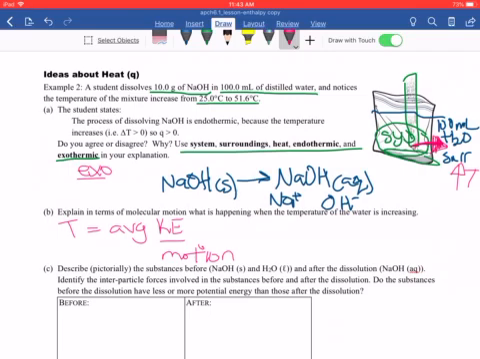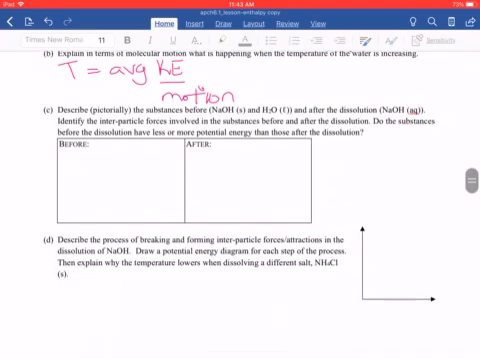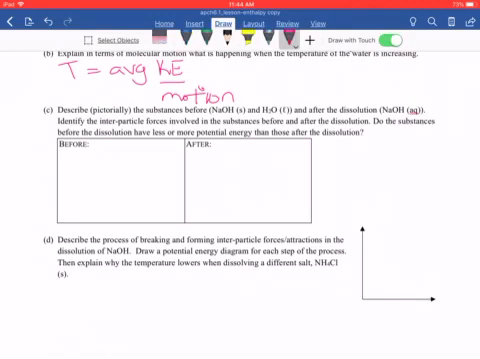All right. The next part says describe pictorially the substances before, NaOH solid and H2O liquid, and after the dissolution, so NaOH aqueous, and identify the interparticle forces, so the intermolecular forces are interparticle forces, involved in the substances before and after the dissolution.